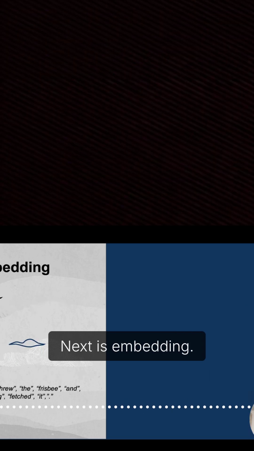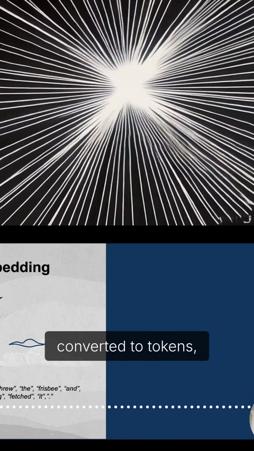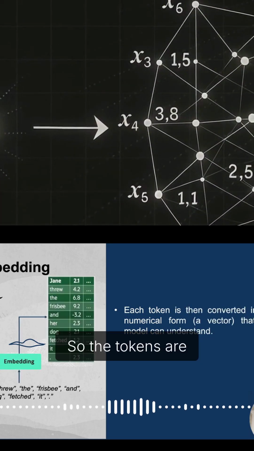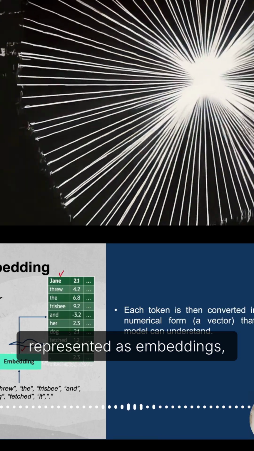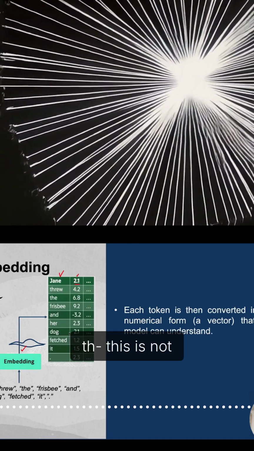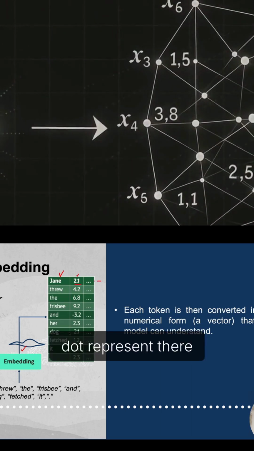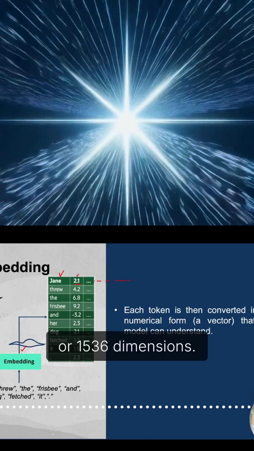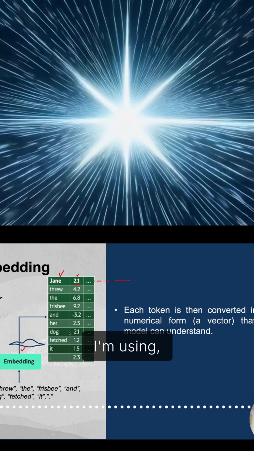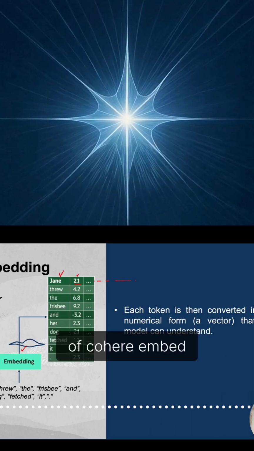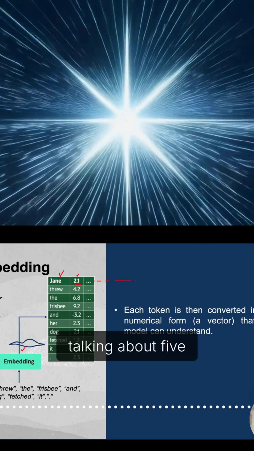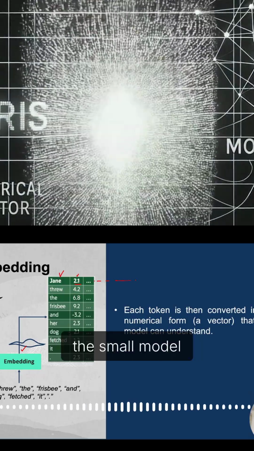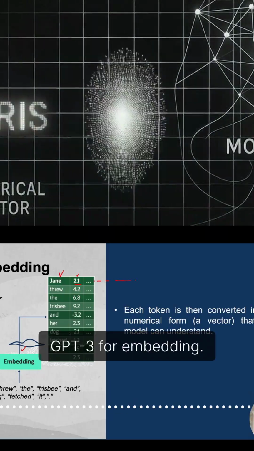Next is embedding. Once the text is converted to tokens, we convert these tokens to embeddings, like Jane is 2.1. In fact, this is not one floating point. The dot dot dot represents that they are high dimensional. There may be, let's say, 1000 dimensions, 1024 dimensions, or 1536 dimensions. By the way, the number 1024 is the specific dimensionality of the Cohere embed model, and 1536 is the dimensionality of the small embedding model of GPT-3.